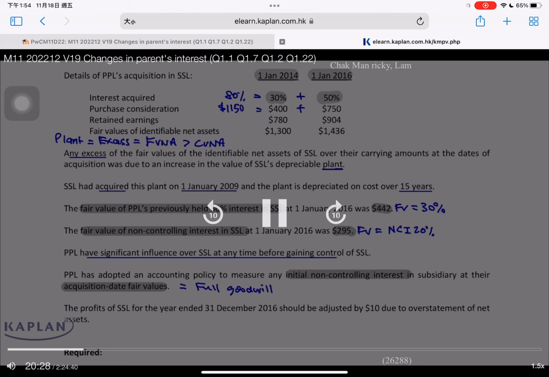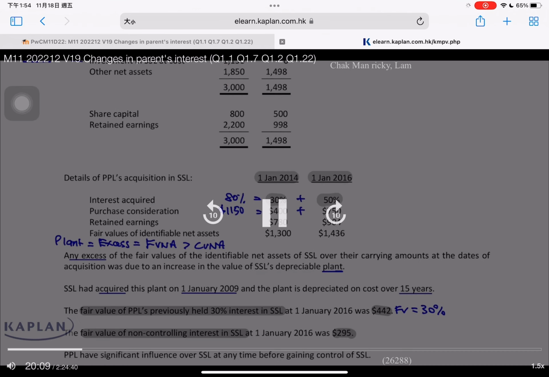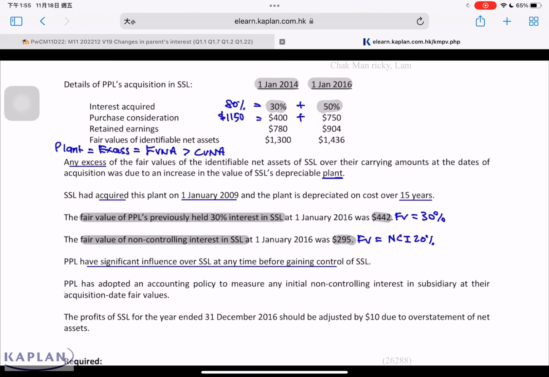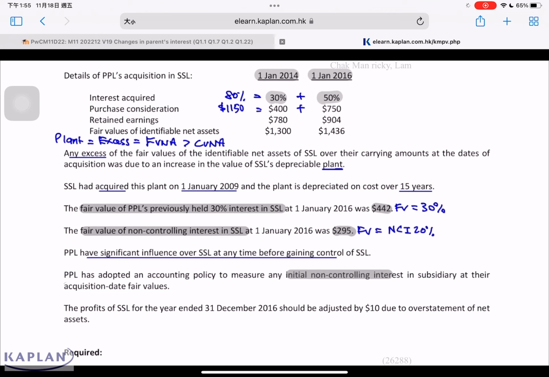Full goodwill. The question mentioned the 20% is the NCI, at fair value 295. PPL has significant influence over SSL before obtaining control. PPL has adopted an accounting policy to measure NCI initially at fair value. If the NCI is initially measured at fair value, it means that this is a full goodwill.